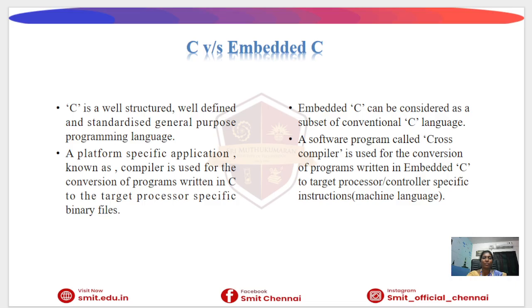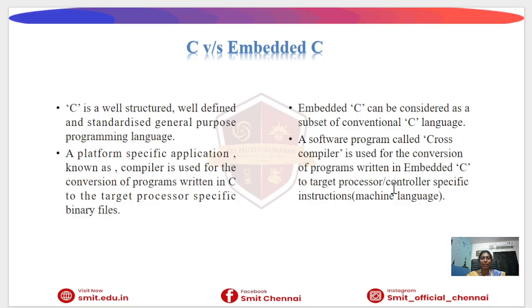Then what is the difference between C and embedded C? Let us see the difference. Normal C is a general purpose programming language, whereas embedded C is a subset of C language. The C program runs on the computer, whereas embedded C is specifically used for embedded systems. In C, we use a compiler to convert the C program into machine code, whereas in embedded C, we have the cross compiler.